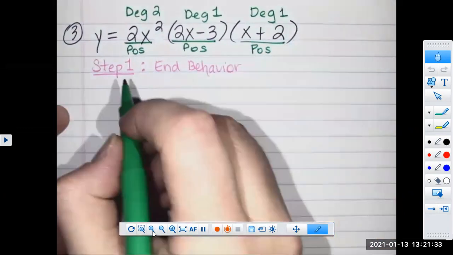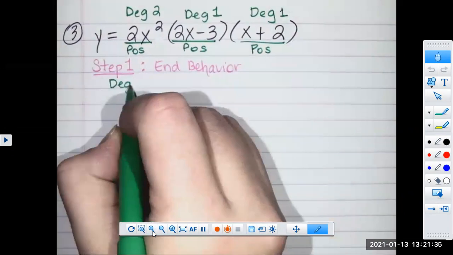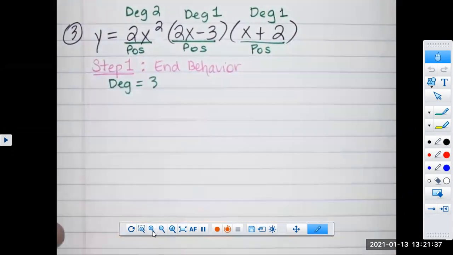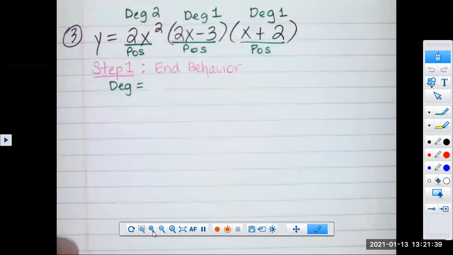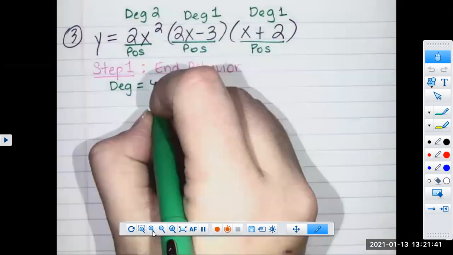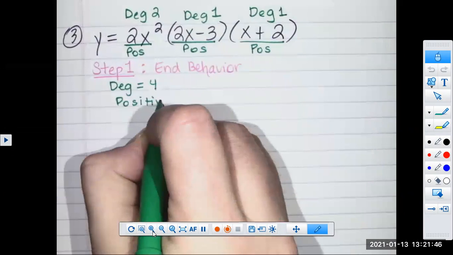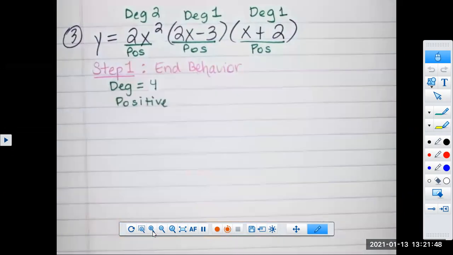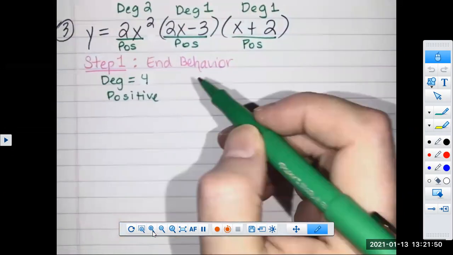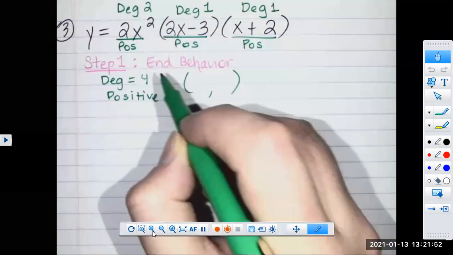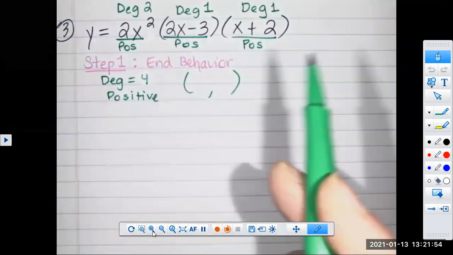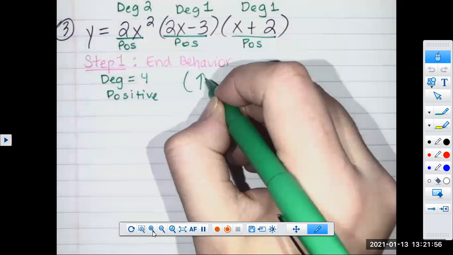So your degree overall is 4. Can't add. Degree is 4, and it's going to be positive. If you multiply 3 positives together, you get a positive. 5.1 says when your degree is even and it's positive, your graph is going up, up.